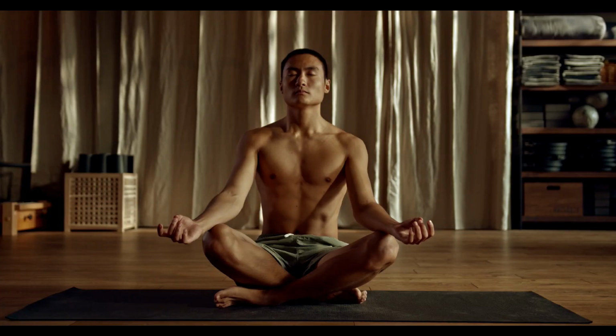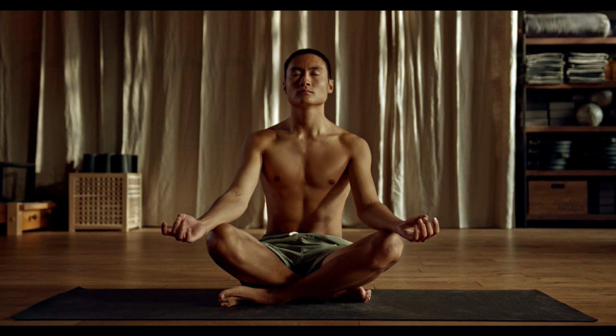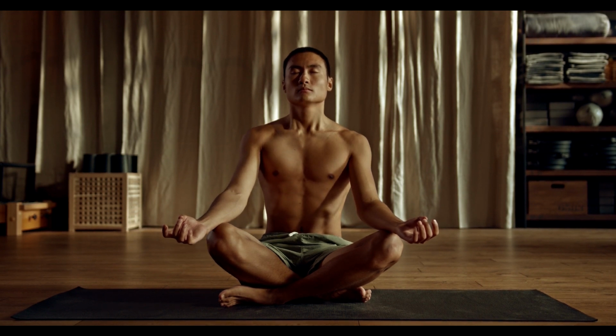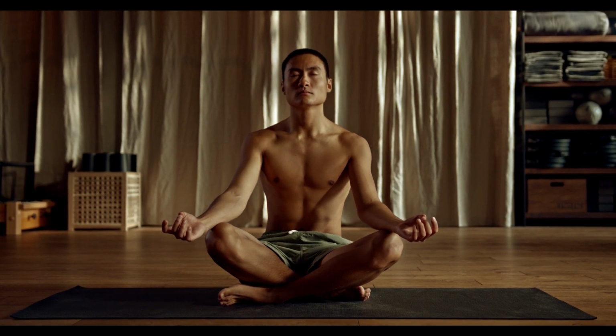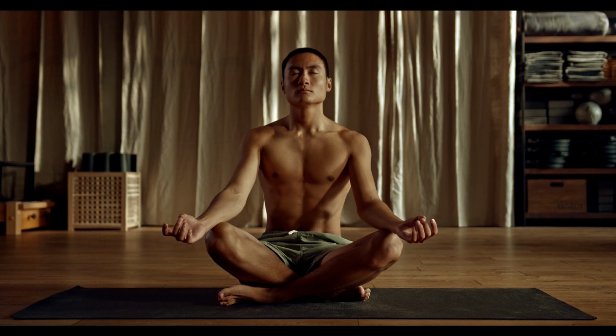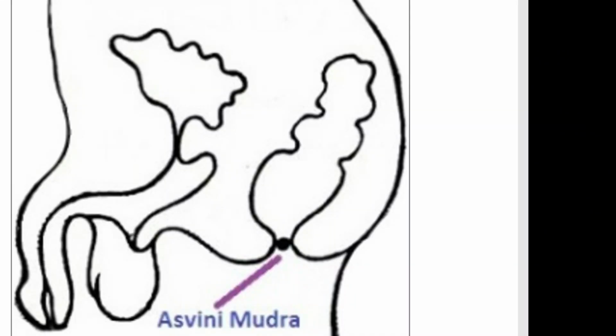Technique 2, contraction with Antar Kumbhaka. Sit in any comfortable meditation asana. Close the eyes and relax the whole body. Inhale slowly and deeply while simultaneously contracting the anal sphincter muscles. Practice Antar Kumbhaka, internal breath retention, while holding the contraction of the sphincter muscles. The contraction should be as tight as possible without strain. Exhale while releasing the contraction of the anus. This is one round. Perform as many rounds as is comfortably possible.